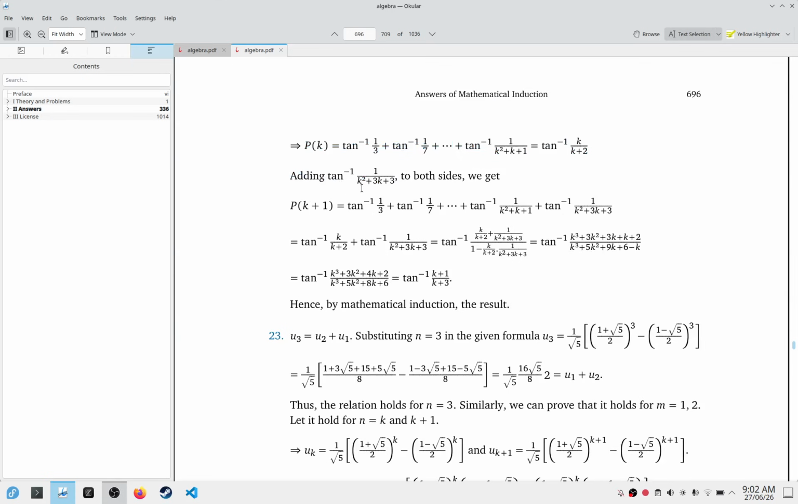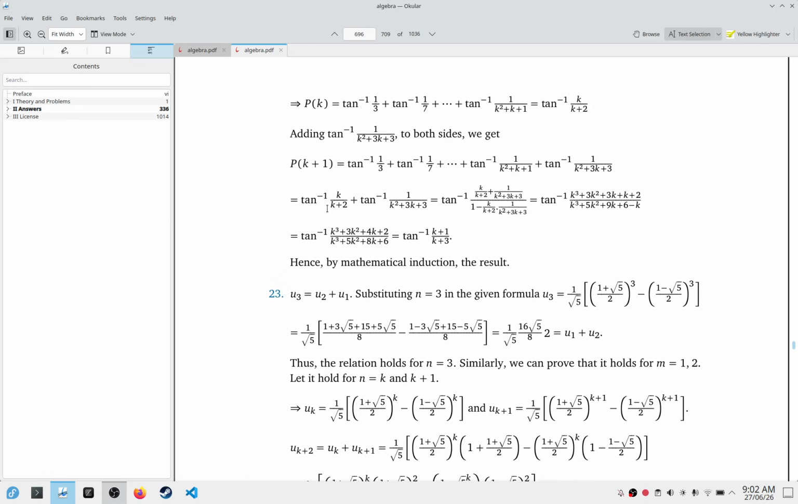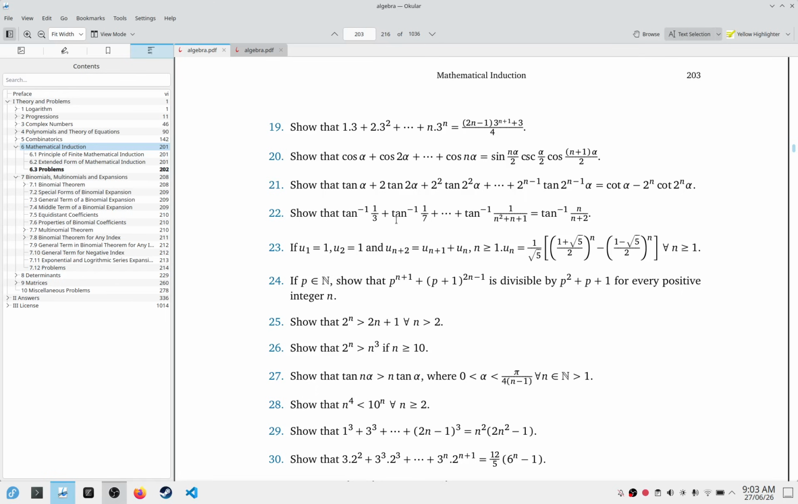And then we add tan inverse 1 over k squared plus 3k plus 3 to both sides. The left hand side will become Pk plus 1 and the right hand side will become tan inverse k over k plus 2 plus tan inverse 1 over k squared plus 3k plus 3. When we do the trigonometric manipulation, we arrive at tan inverse k plus 1 by k plus 3. And hence, by mathematical induction, we have the result.